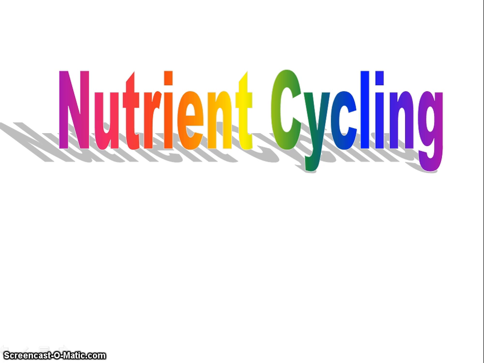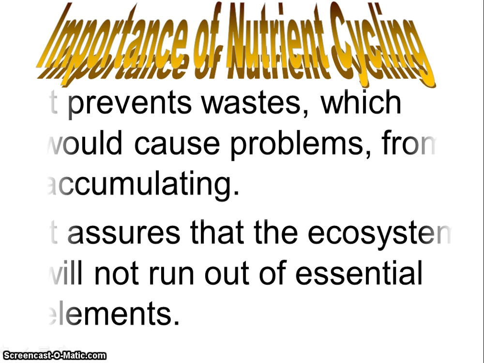Producers usually introduce the elements into the biotic environment by incorporating them into their organic compounds, and then they pass through the food chains. Consumers and decomposers release the elements back into the environment by breaking down complex organic molecules into simple inorganic forms. So very, very important. Importance of nutrient cycles: it can prevent waste from accumulating and causing problems, and it ensures that the ecosystem will not run out of the essential elements.